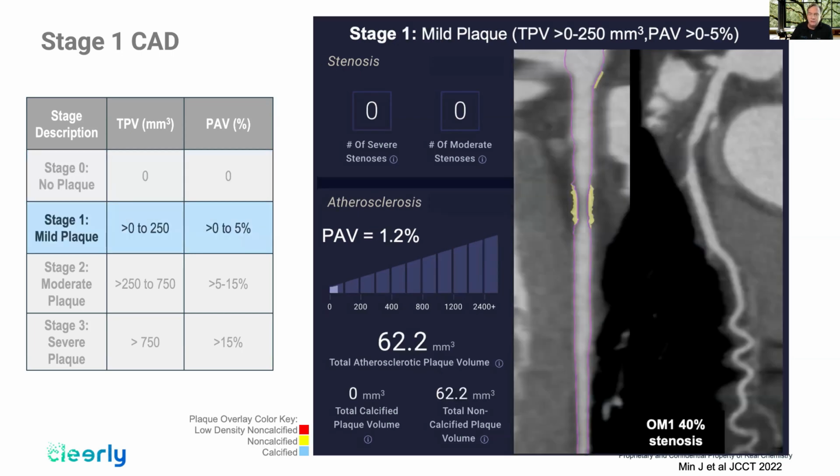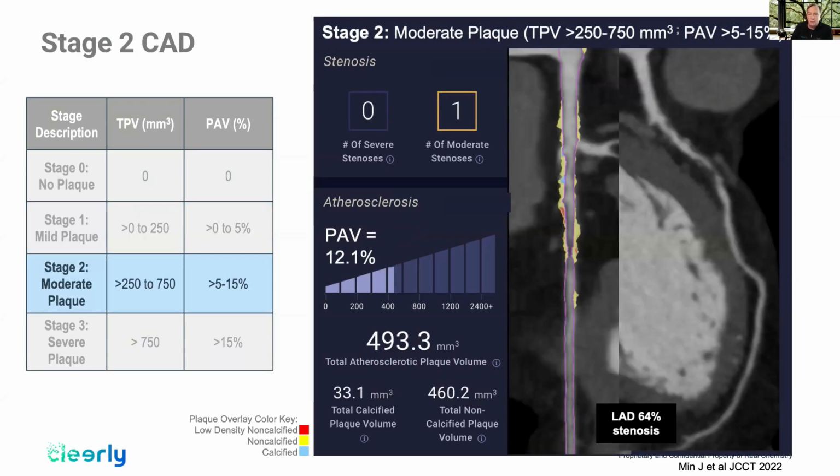Someone with some mild disease, we can see there's a little bit of plaque here in the obtuse marginal. Total plaque volume is 62 with a PAV of 1.2%. So this would be stage 1 disease. Another patient now with some more disease, almost 500 cubic millimeters of plaque and a PAV of 12%. So this patient would be stage 2 disease.